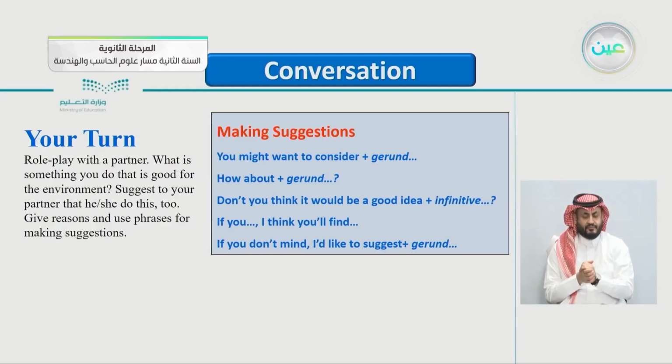These are phrases you can use in the make suggestions box. For example, you might want to consider plus gerund. You might want to consider going green. You might want to consider throwing the can in the recycling bin. How about plus gerund? Maybe by asking him, how about throwing the can in the recycling bin? How about going green?